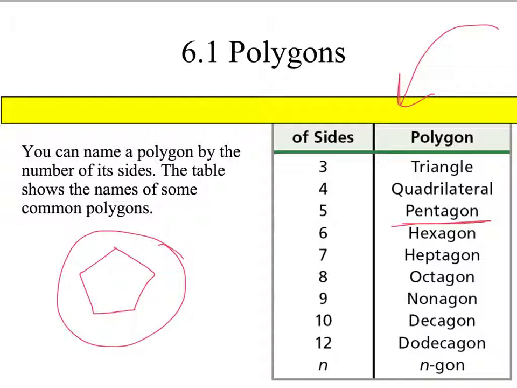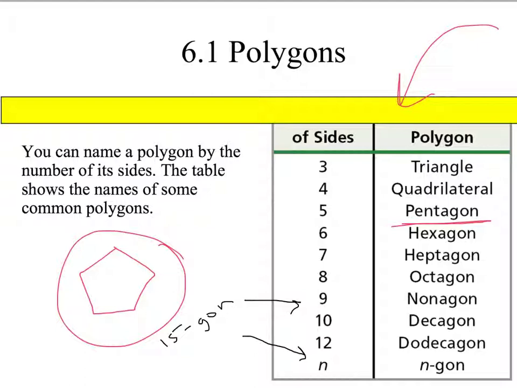If it has 9 sides, it's a nonagon. If you look at the very bottom, if you get larger, notice it does say n-agon. So if I give you a shape that has 15 sides, that would be known as a 15-agon. I know it sounds weird, but if it has more than 12 sides, label it as a 15-agon, or label it as however many sides it does.